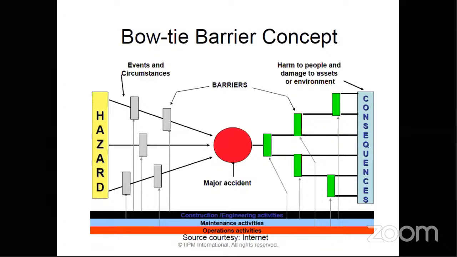So the bow tie barrier concept gives you two sides. You could actually be safety compliant to prevent the accident, or you could be safety non-compliant and then face the accident. At the end of the day, you have to face the consequences of not being safety compliant.